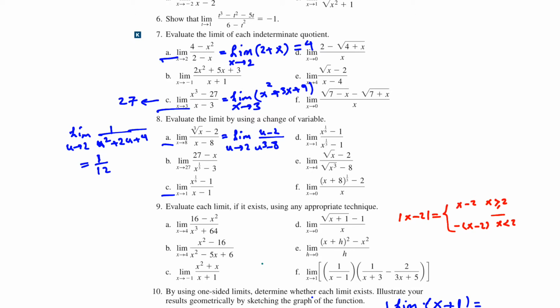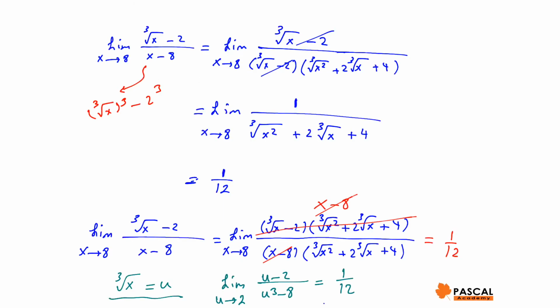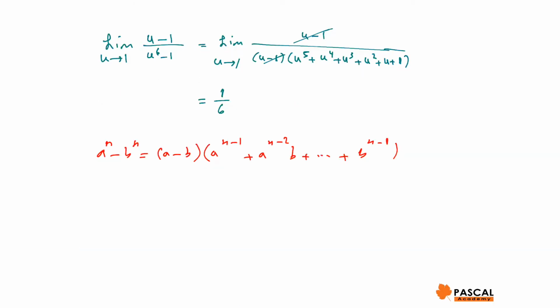Part C, limit of (x to the power of 1 over 6 minus 1) divided by (x minus 1) as x approaches 1. We assume x to the power of 1 over 6 is u. Then the limit can be written as limit of (u minus 1) divided by (u to the power of 6 minus 1) as u approaches 1. If x to the power of 1 over 6 is u, then x would be u to the power of 6. And as x approaches 1, u approaches 1.